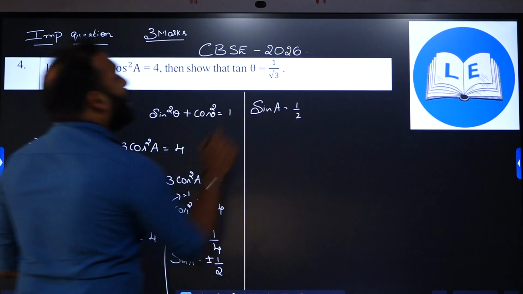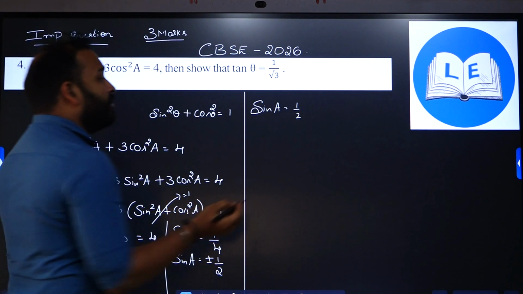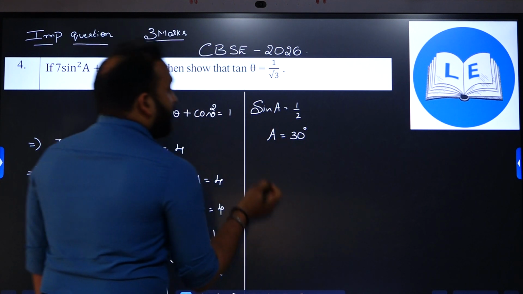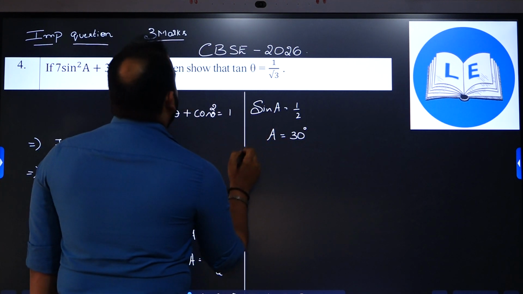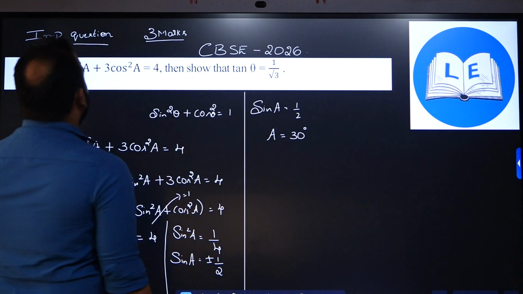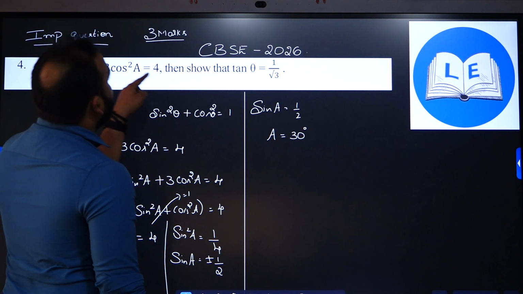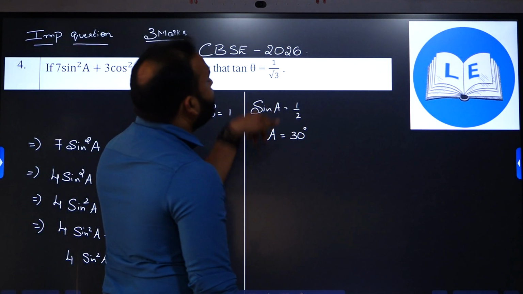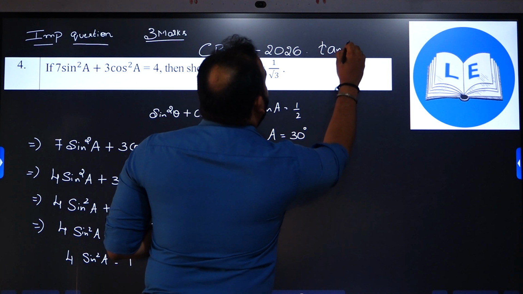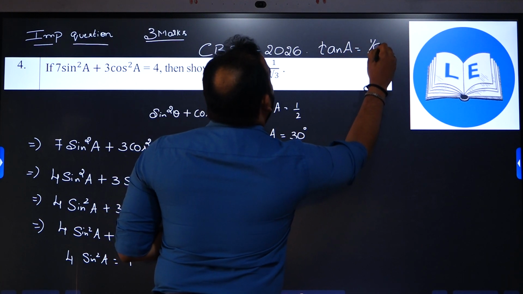So what value of a? Sin a is 1 by 2, children. We all know that a must be equal to 30 degree. Correct? If a is 30 degree, and here it must be tan a, children. Instead of that, it's given theta. It's 7 sin square a plus 3 cos square a is equal to 4. Then show that tan a is equal to 1 by root 3. So just make this change here. It's tan a is equal to 1 by root 3.